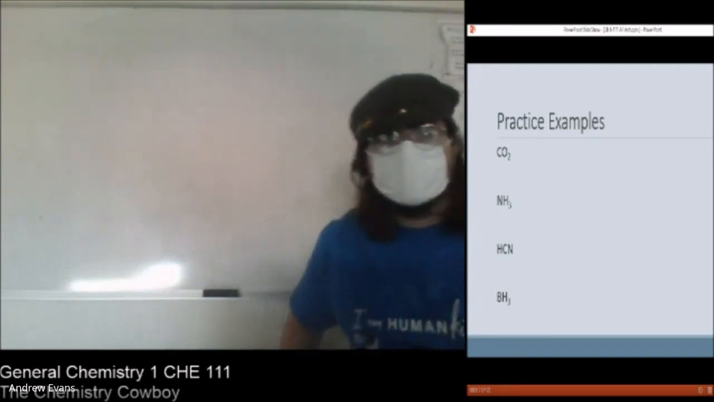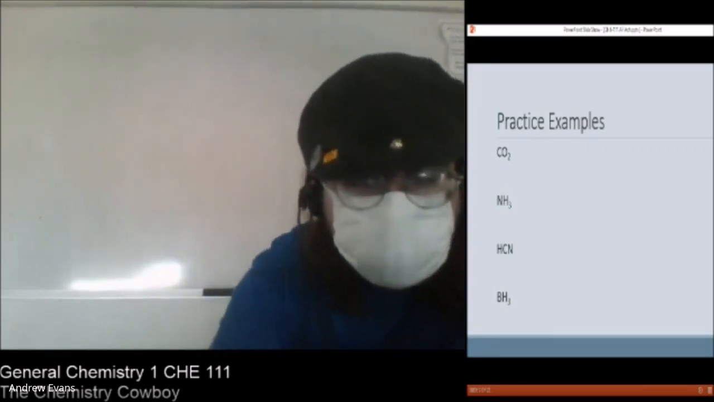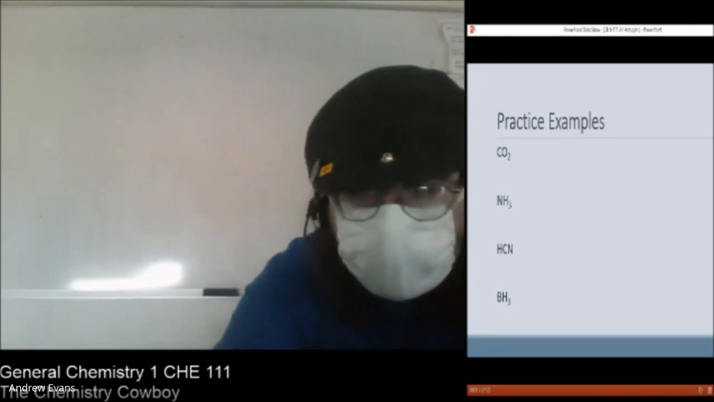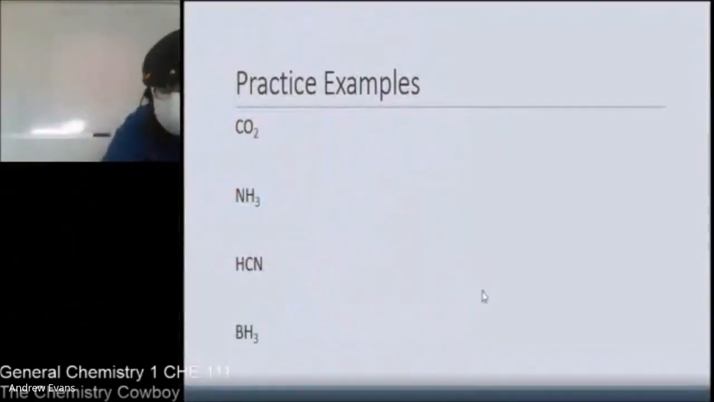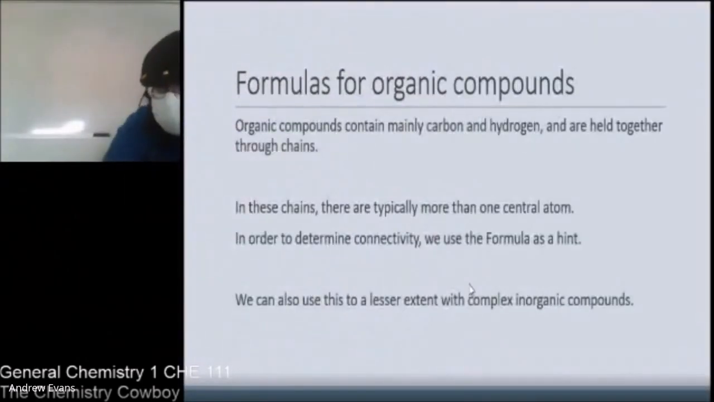But as I said, this is something you need to see, you need to practice. With practice comes familiarity. Now, we will also look at some organic compounds. Any of you who are going into pre-med will have to see this. Any of you in nursing will have to see this to some extent if you take the second semester of nursing. Organic compounds contain mostly carbon and hydrogen.